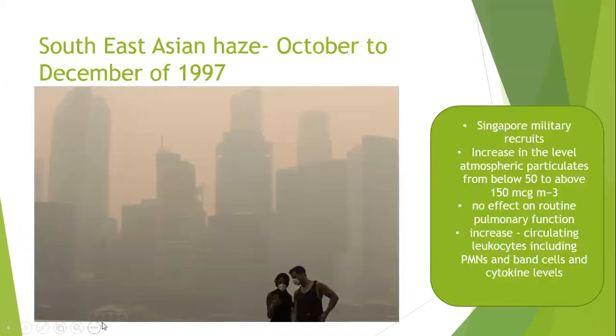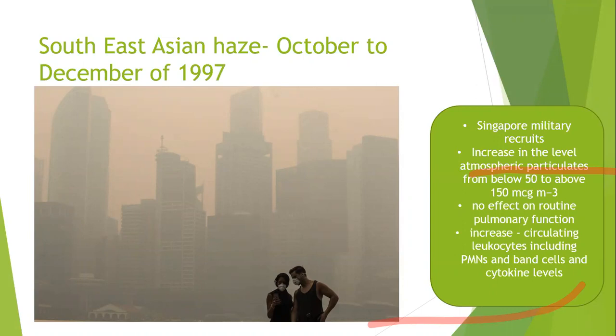Okay. A similar study was done on the Southeast Asian haze. So what happens here is in Southeast Asian countries, they burn crops basically. Once they finish cultivating the land, to clear the land, they burn all their crops. It is easier for them to clear the land that way. It is illegal, but they still do it. So this results in complete haze in all the Southeast Asian countries from October to December.